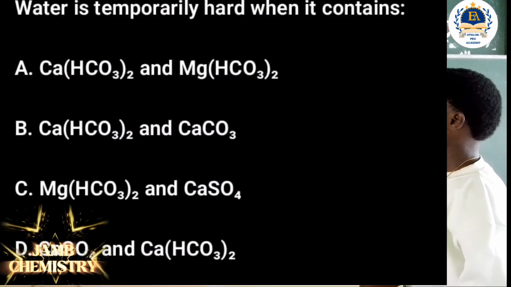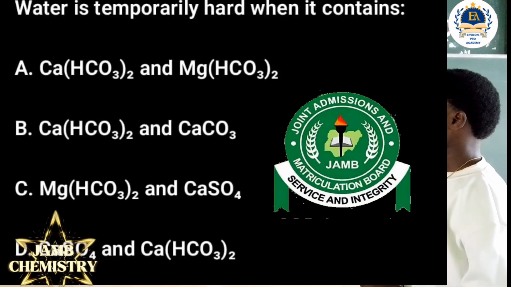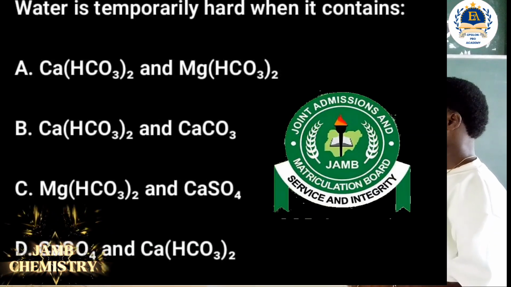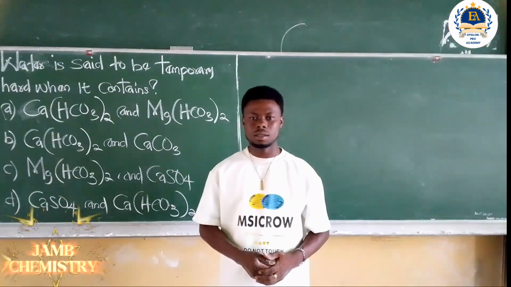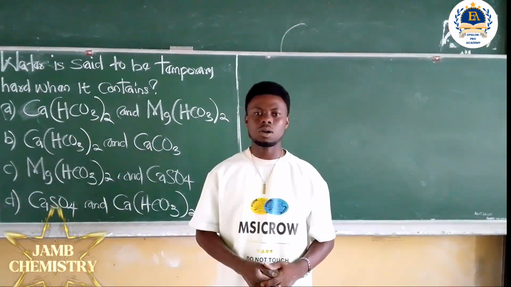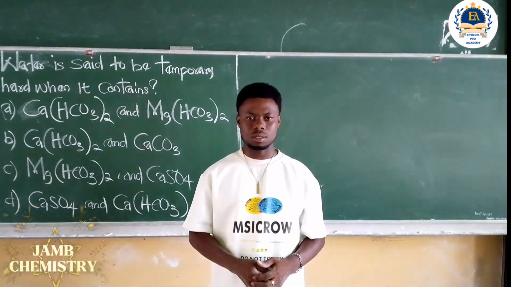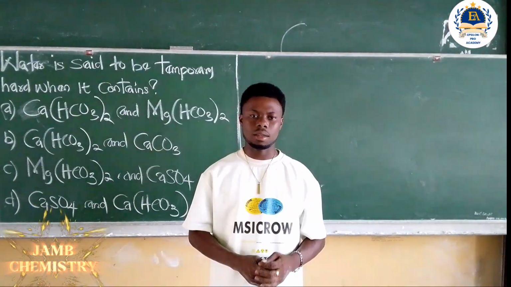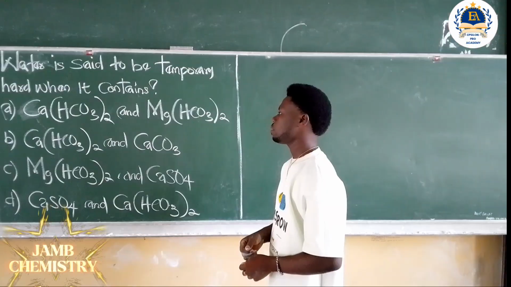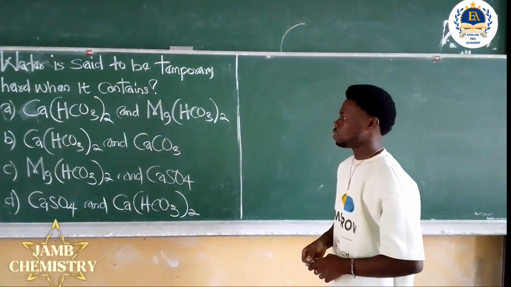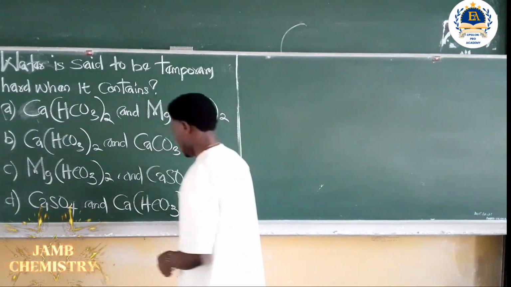Water is said to be temporarily hard when it contains. Options are given below. Temporary hardness of water is a type of hardness that is caused by dissolved bicarbonate of magnesium and calcium, and this can be removed by boiling. So the correct option on the board is option A.